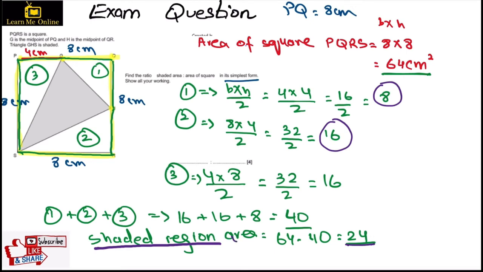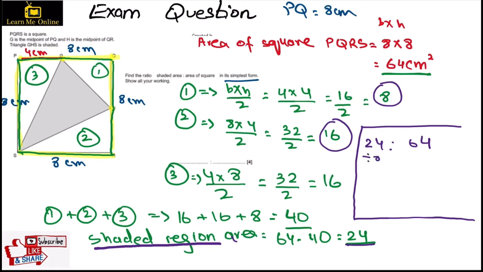Okay, once we know the area of the shaded region, going back to the question, it says the shaded area. So we have now found what the shaded area is, which is 24. We are finding the ratio with the area of the square, which was 64. To write them in the simplest form, we know that they both go in the 8 times table. So I divide each of them by 8. How many 8s make 24 would be 3, and how many 8s make 64 would be 8. So this is what we have got in the simplified form: the ratio between the area of the shaded region and the area of the square.